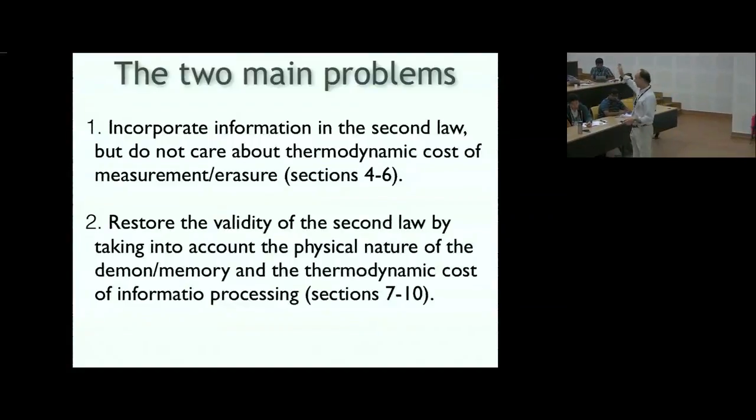But you don't care about how to restore the second law or if the daemon has some cost or whatever. You just want to know how the second law changes. And this is already useful because you can do a lot of things, like optimizing protocols to get the maximum amount of energy from a given information and so on.